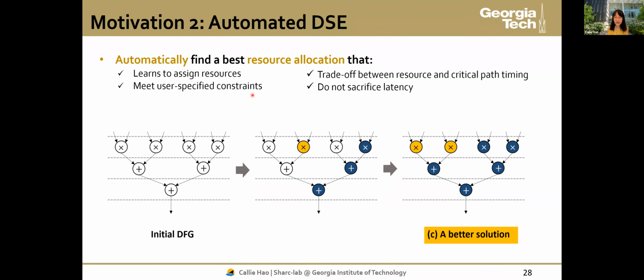This is a hard constraint. And also we want to trade off between resources and critical path timing, and I will show you later. And then, of course, we still do not want to sacrifice latency. So here, for example, we have a DSP constraint of 2, but we really still want the overall latency to be 3. So this is the second motivation.